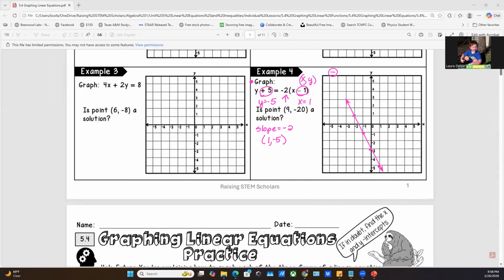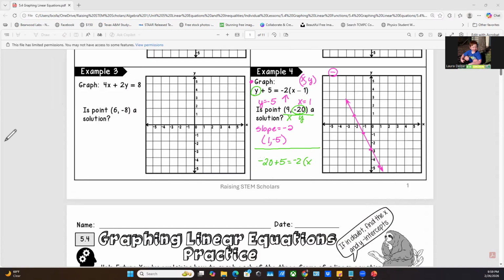Let's go ahead and figure out that point. So we need to figure out, is (9, -20) a solution? All right. Let me kind of clean this up a little bit so we can see this equation. We're just going to plug in that x value and that y value where we see it here. So my y is -20. So I'm going to write down -20 plus 5 equals -2x.